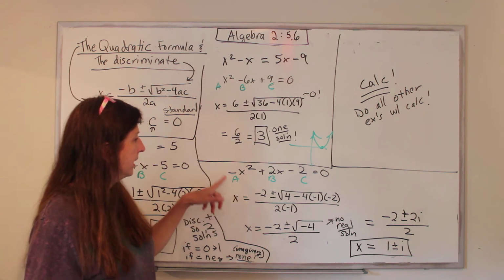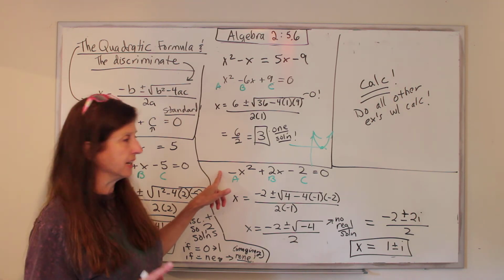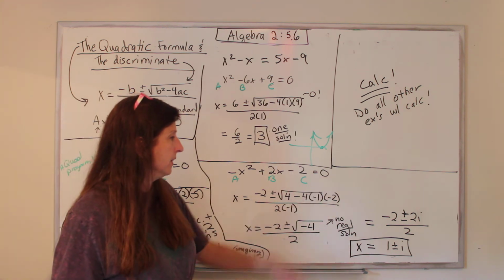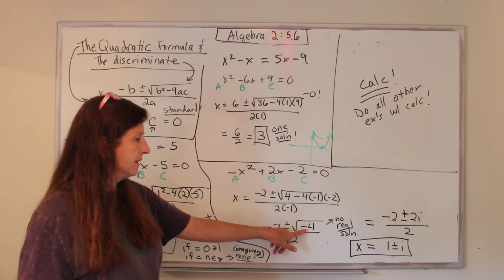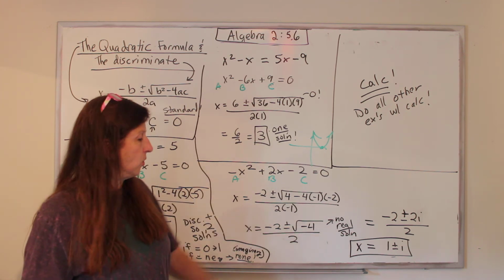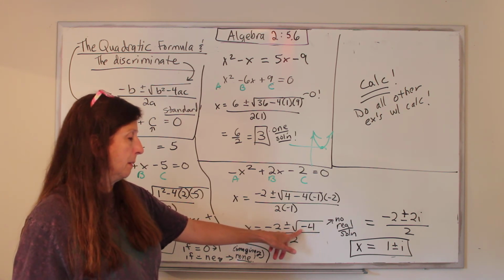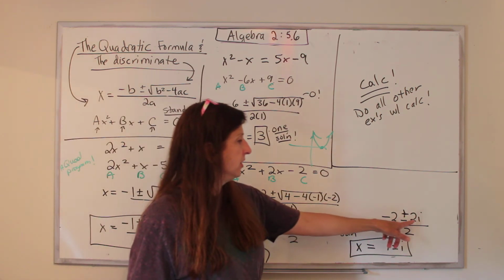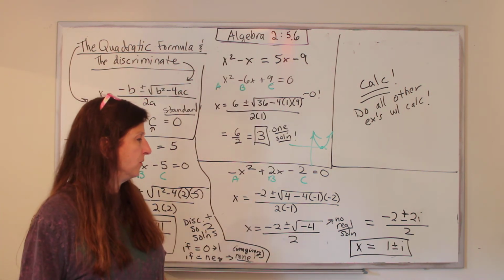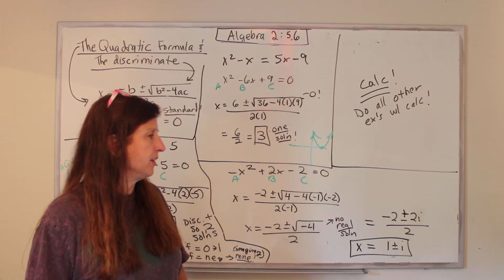Okay, and here's another one. This one is a -1 for A. If it's just a negative, it's -1. B is 2, C is -2. We put them in the equation, and we see that the discriminant is negative. So you get to say no real solution, or if they want you to actually get the solution, remember the imaginary solution is that 2 gets out, imaginary 2 is the square root of -4. So it's -2 plus or minus imaginary 2 over 2.